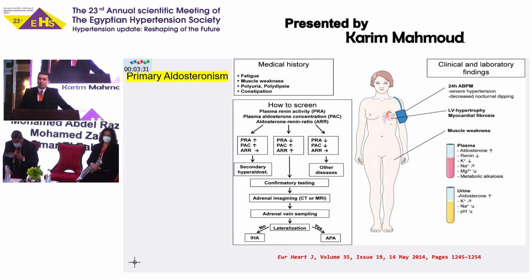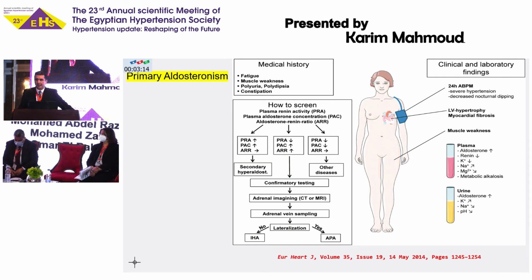Moving into the endocrine causes, we'll talk about primary aldosteronism. It has no specific feature. However, it can be suggested with hypokalemia that is found in 40% of these patients. So not all the patients with primary aldosteronism will have hypokalemia.